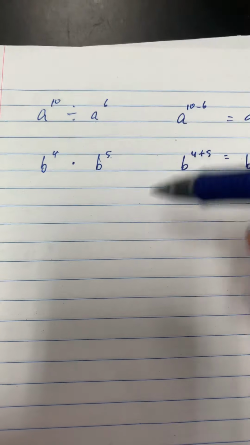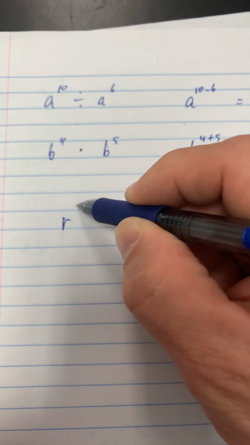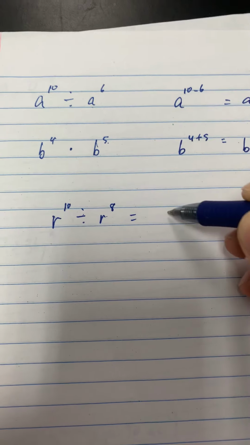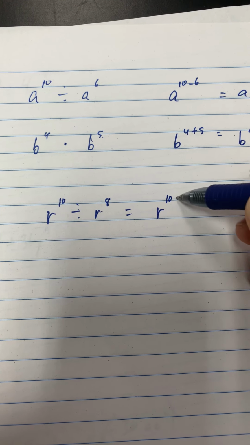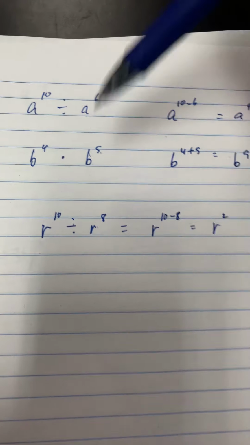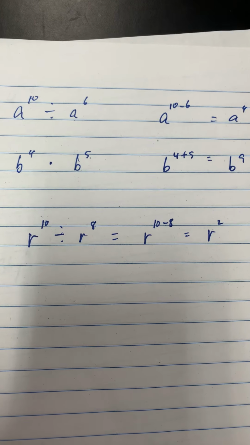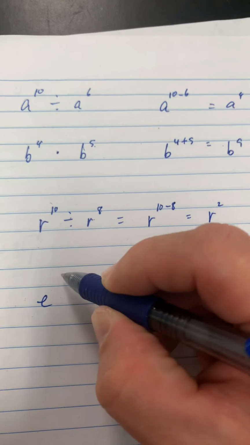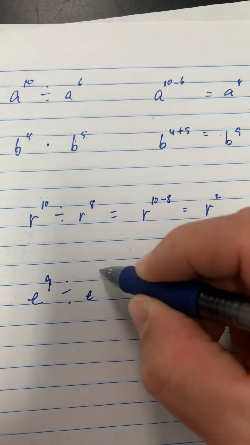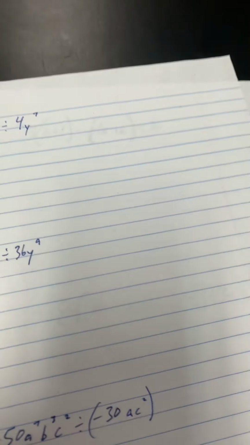I'm going to do a couple more division problems just to make sure you've got the hang of this. If we have r to the 10th divided by r to the 8th, that equals r to the 10 minus 8 power, which is r squared. The base stays the same, and 10 minus 8 is 2, so r to the 2nd power. Next, e to the 9th divided by e to the 2nd gives us e to the 7th. See how that works? Just a review.